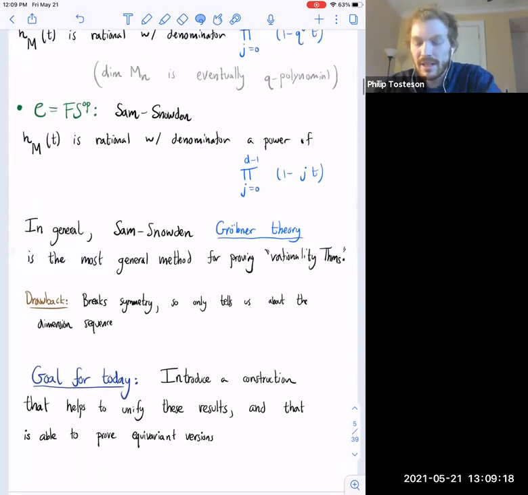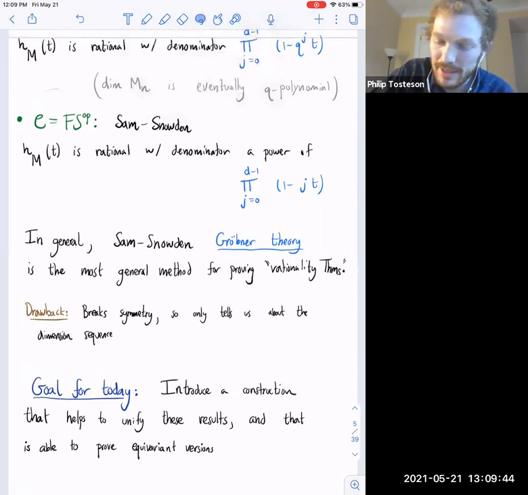So what I want to talk about today is I want to introduce a construction, which is like the Koszul complex in the title, which helps to unify these results on denominators, and also gives at least a strategy for proving equivariant versions. And really, I'll be mostly talking about the case of C equals FSop, and how the story works in that case.